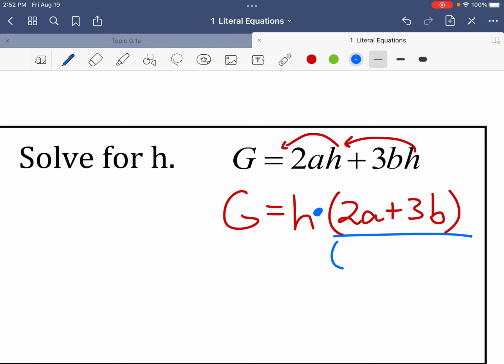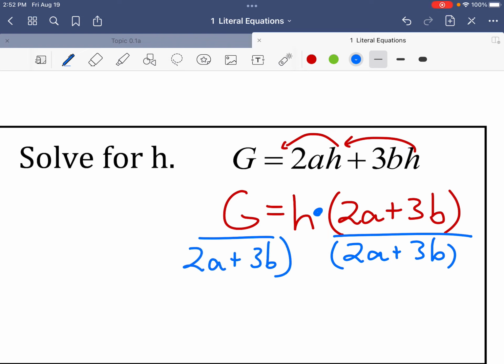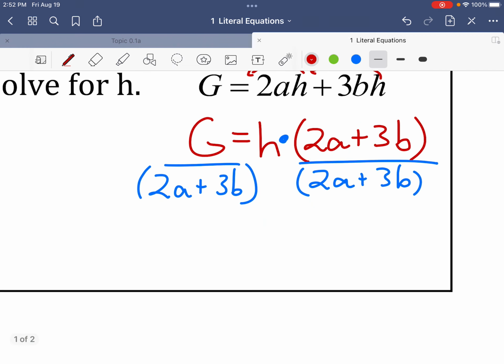Now, this 2a plus 3b is being multiplied by our h. Well, when something's being multiplied, we can do the inverse. The inverse operation in this case would be to divide. Can I divide by both of these at the same time? Well, I sure can. In fact, you have to divide by the entire expression, and the parentheses are making that a little bit more evident. So I end up with this answer that looks like g over 2a plus 3b. And that, of course, is equal to a single h.